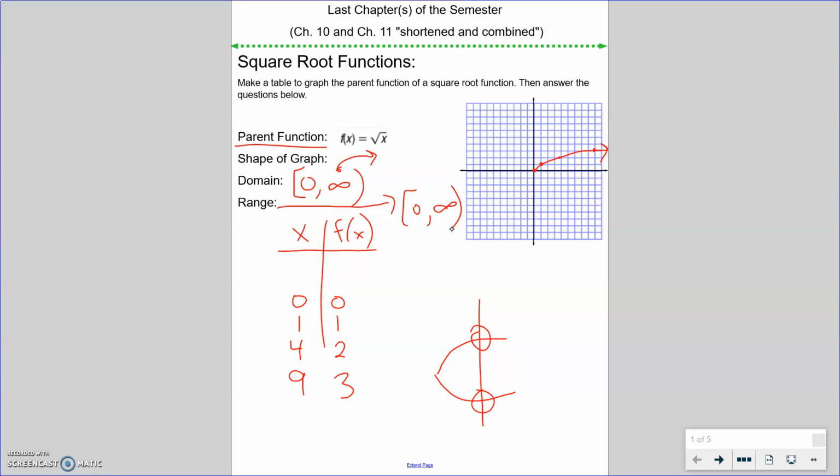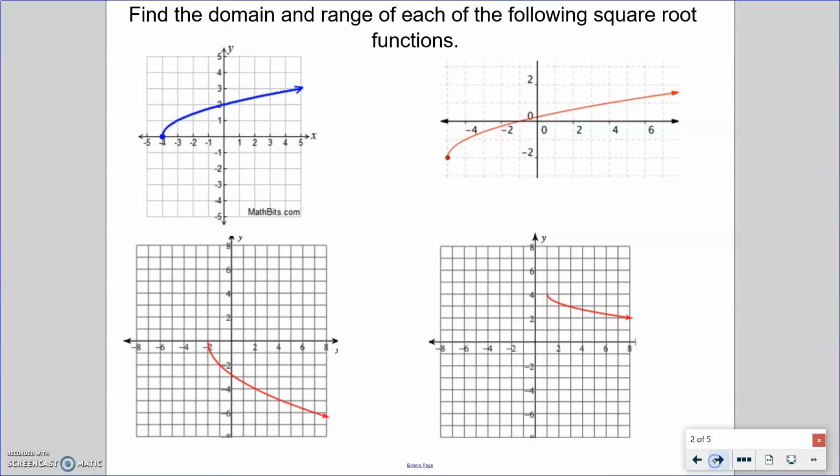So let's dive into this a little bit deeper and see if we can clarify things that might still be a little wonky for you right now.